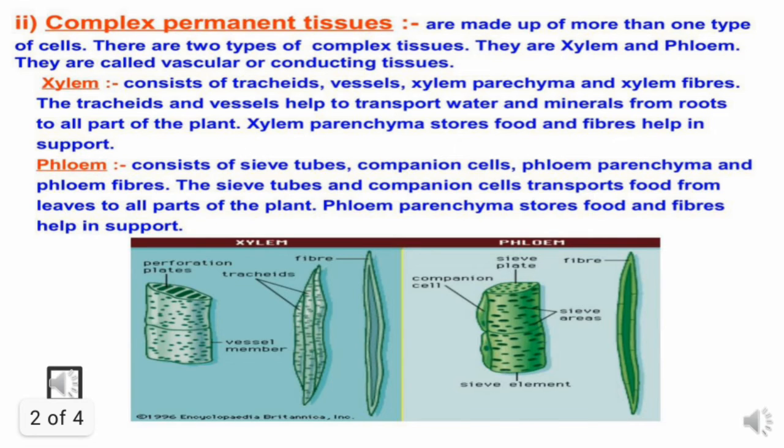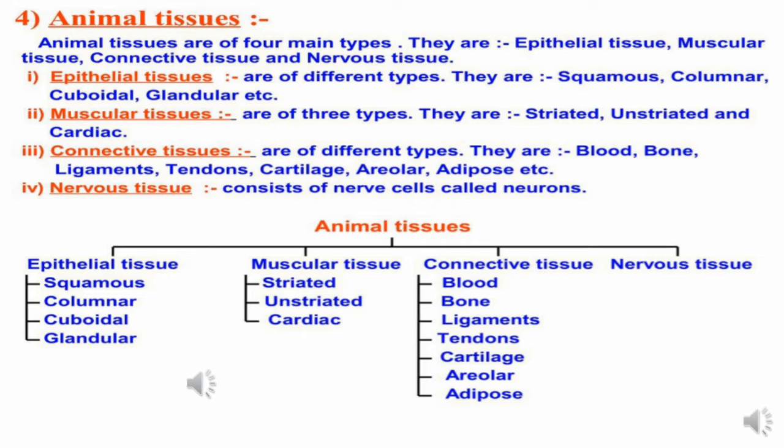Now next we will talk about animal tissues. Animal tissues are of four main types. They are epithelial tissue, muscular tissue, connective tissue and nervous tissue. Now let us have a look. What are these? Epithelial tissues are of different types, for example, squamous, columnar, cuboidal, glandular, etc.